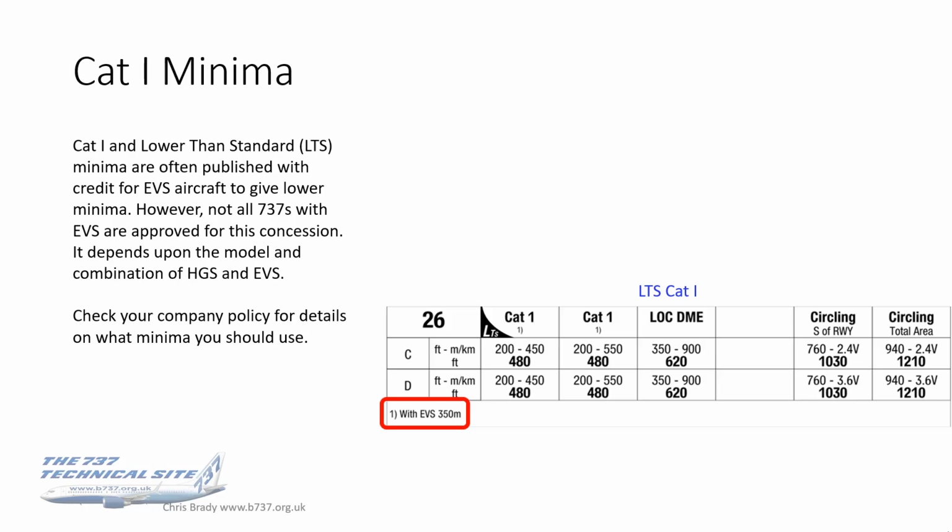Cat 1 minima, so for Cat 1 and lower than standard, they're often published with credit for EVS aircraft to give lower minima. However, not all 737s with EVS are approved for this concession. It depends on the model and combination of the HGS and EVS. So check your company policy for details on what minima you should use. But you can see here, lower than standard Cat 1, it's 480 feet or 480 meters or 350 meters with EVS.